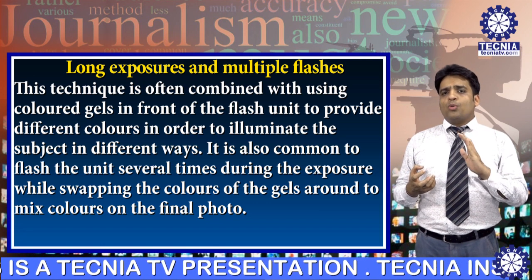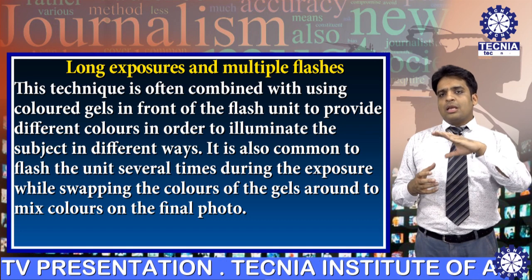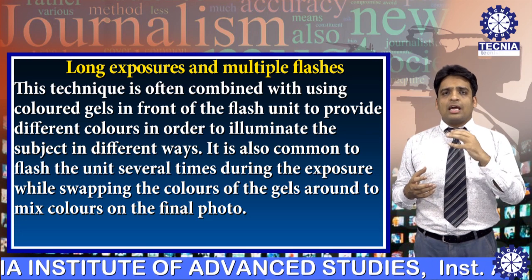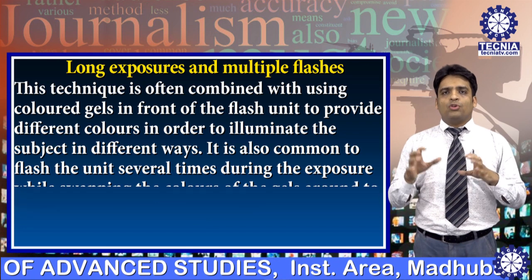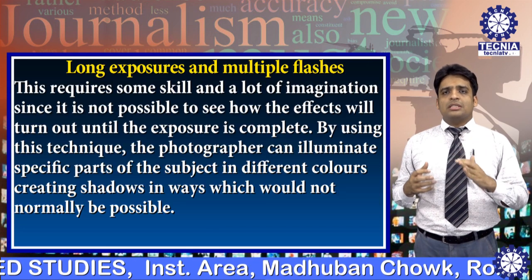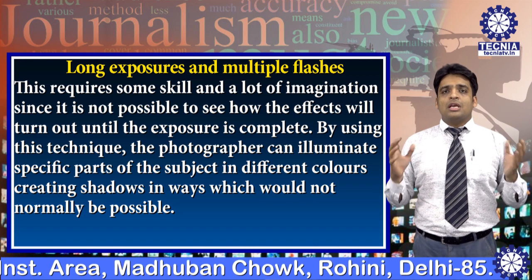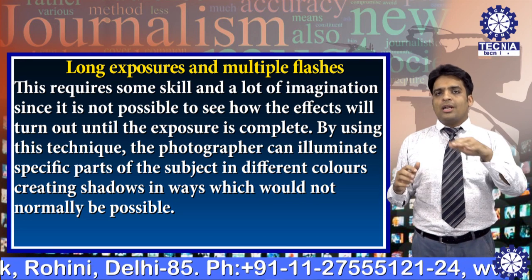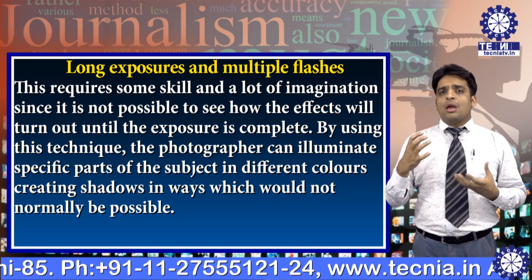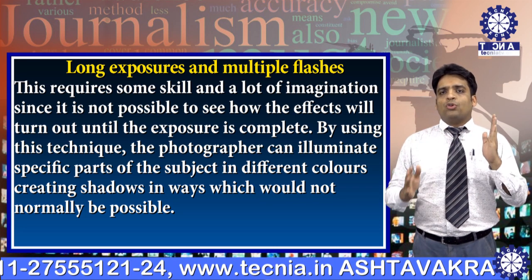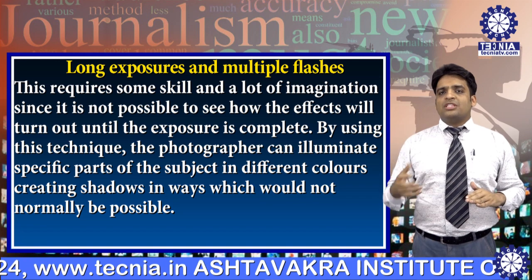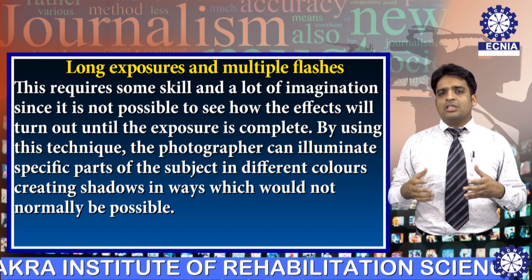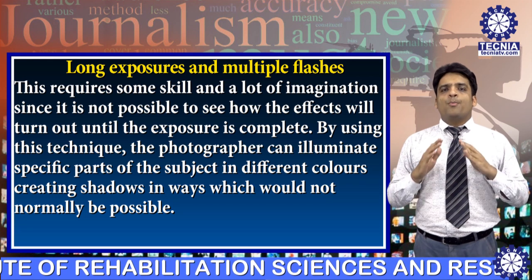It is also common to flash the unit several times during the exposure while swapping the colors of the gels around to mix colors on the final photo. This requires some skill and a lot of imagination, since it is not possible to see how the effect will turn out until the exposure is complete. By using this technique, the photographer can illuminate specific parts of the subject in different colors, creating shadows in ways which would not normally be possible.